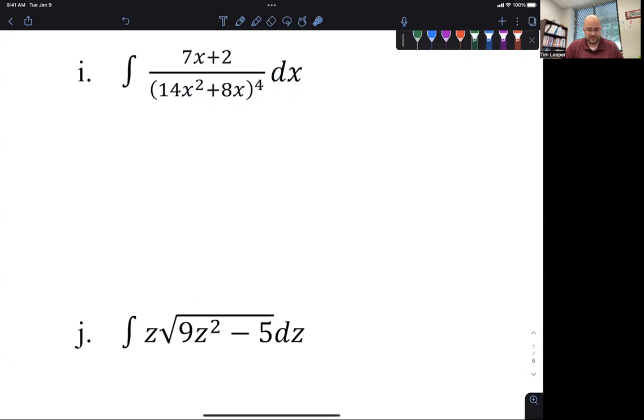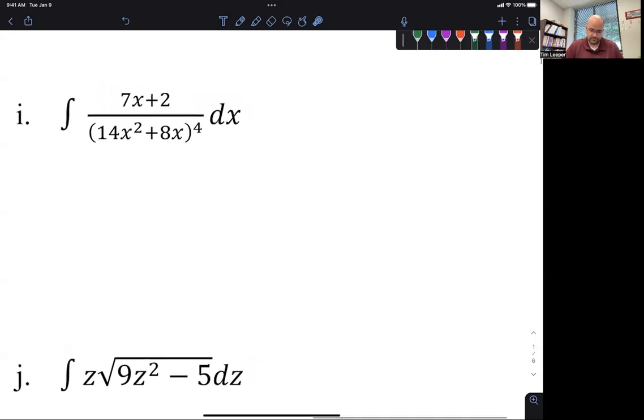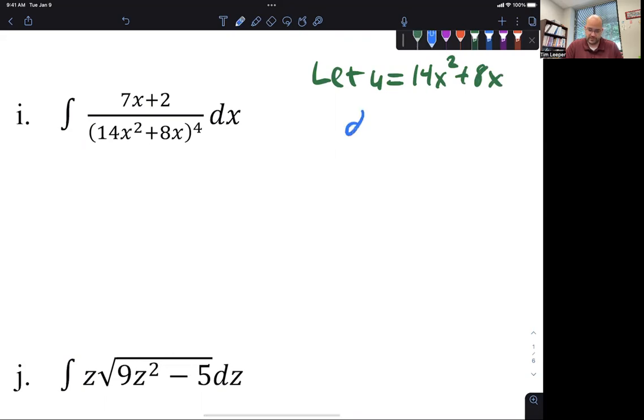And when you have something like this, this begs for the u substitution. So for the u substitution, we're going to let u here equal whatever's in parentheses. In this case, 14x squared plus 8x. Now, we want to go ahead and find the derivative here, du. The derivative of 14x squared plus 8x. Well, that's going to give us 28x plus 8 with a dx.